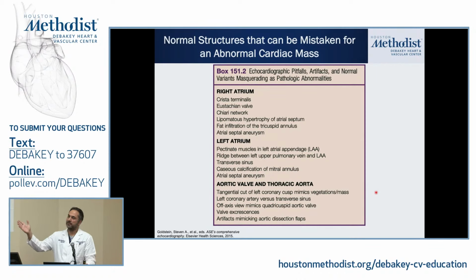Most of the time, they are in the atrium, right? Whenever you see something in the ventricle that's weird, it's probably real. But whenever you see something in the right atrium that's weird, a lot of times it's not. It could be a crista terminalis, a eustachian valve, lipomatous hypertrophy, Chiari network, you name it. You all know these structures, right? So this is the first step. We need to rule out this part.